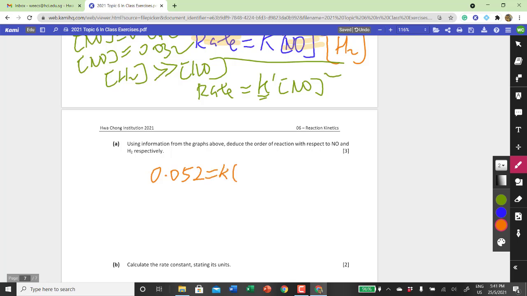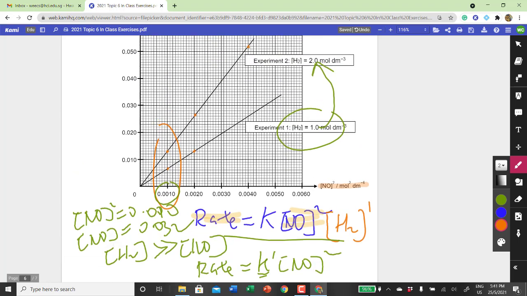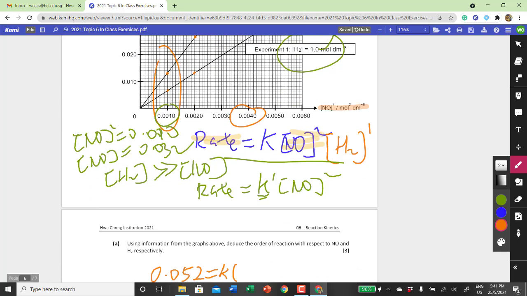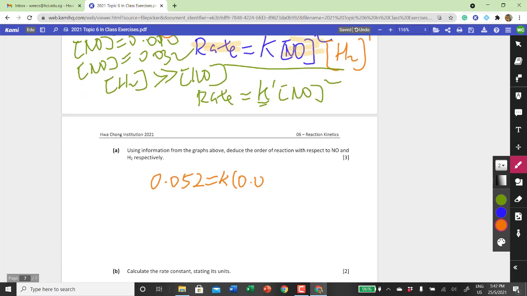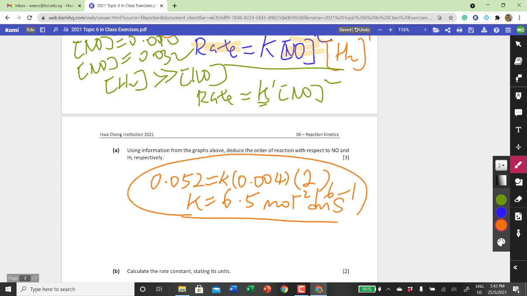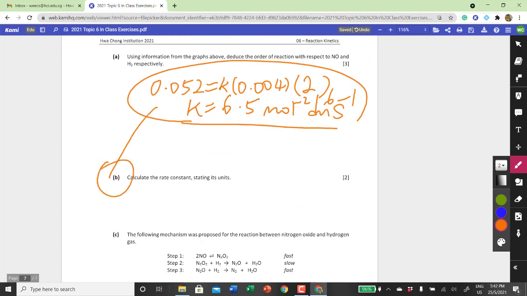The concentration of NO squared here will be 0.004. So we just put 0.004 in, and then the concentration of hydrogen is actually 2. So we can easily obtain K to be about 6.5 per mole to the power minus 2, dm to the power 6 s minus 1. Okay, so this will be the calculation that we'll be doing for part B.